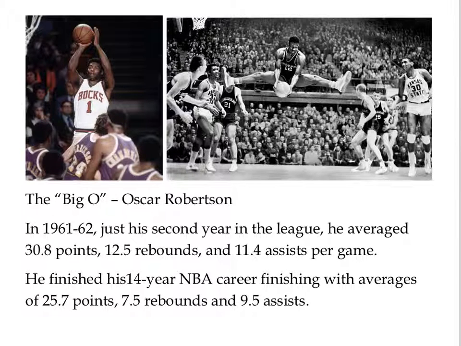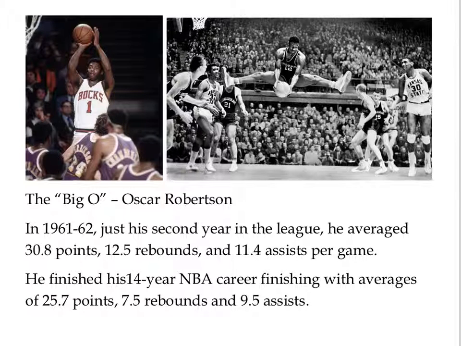Pretty remarkable. He came out of the University of Cincinnati, where he won college basketball's player of the year twice. He led the country in scoring all 3 of his seasons at the University of Cincinnati. And then he was drafted by the Cincinnati Royals. Yeah, the Cincinnati Royals were an NBA team back in the 60s. He got drafted in 1960, and again in his second season there, averaged a triple-double.